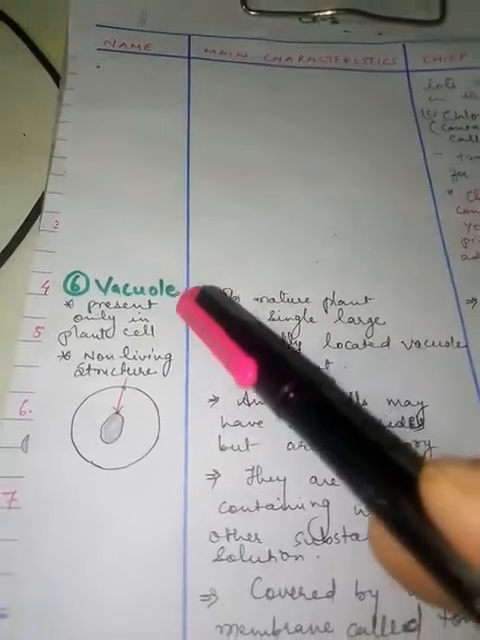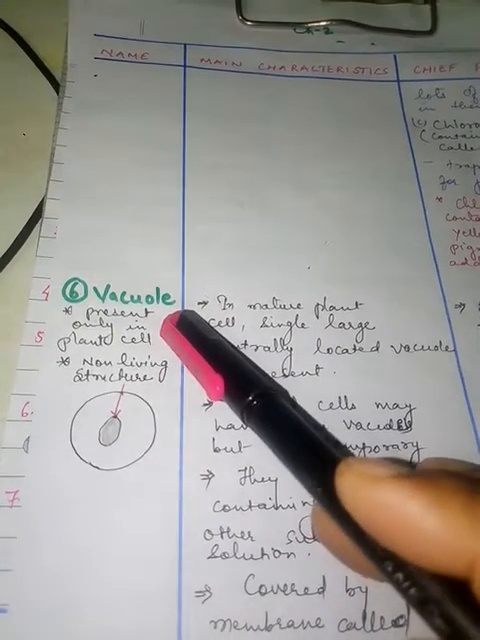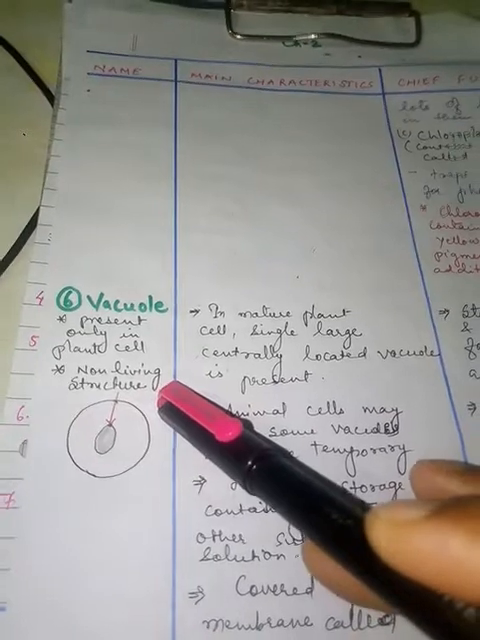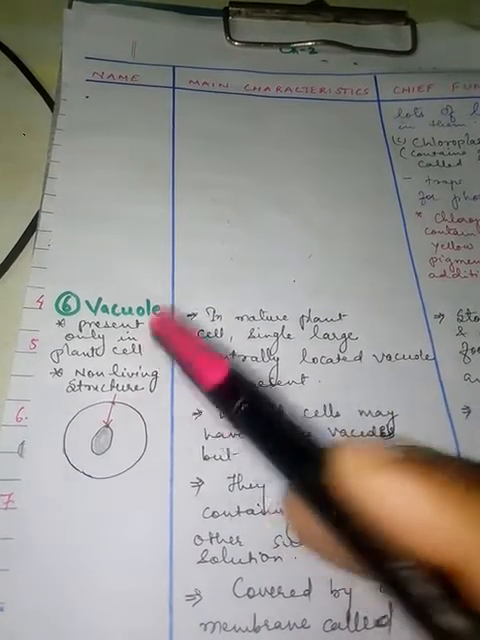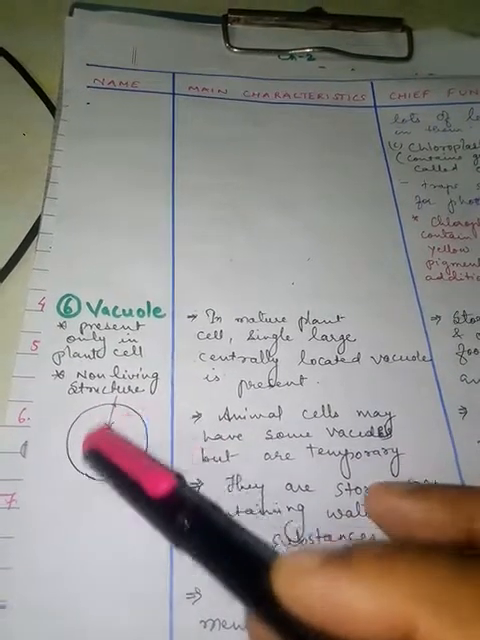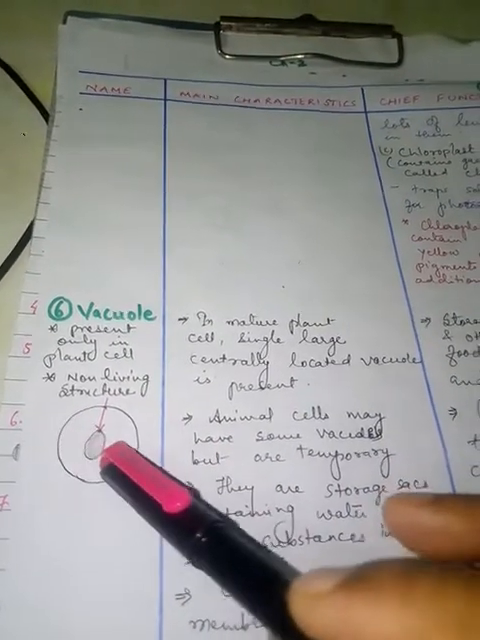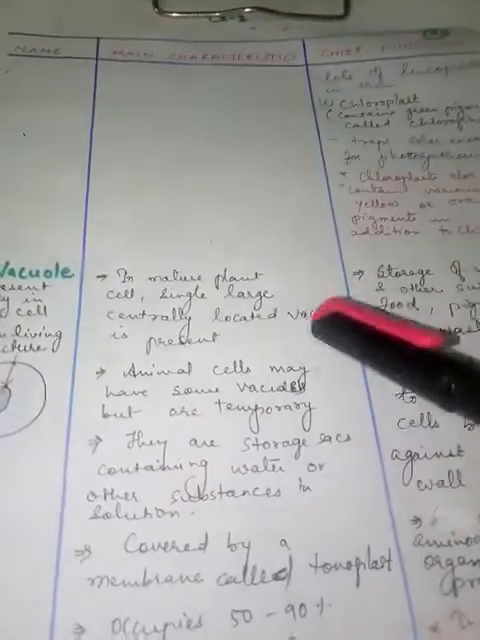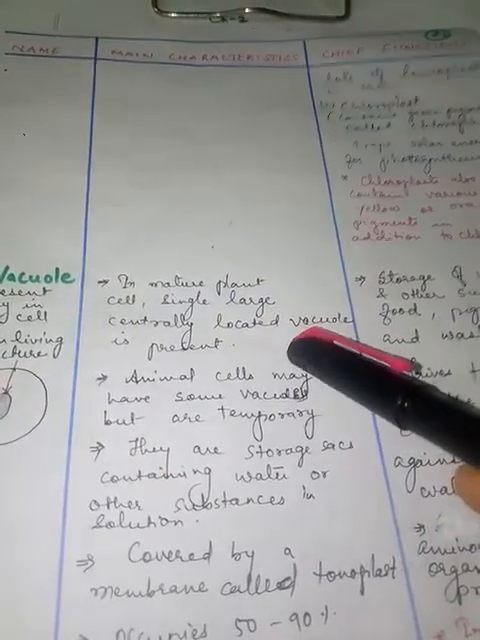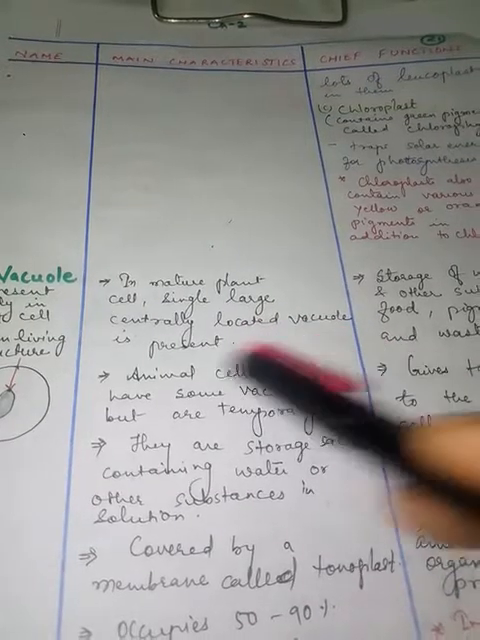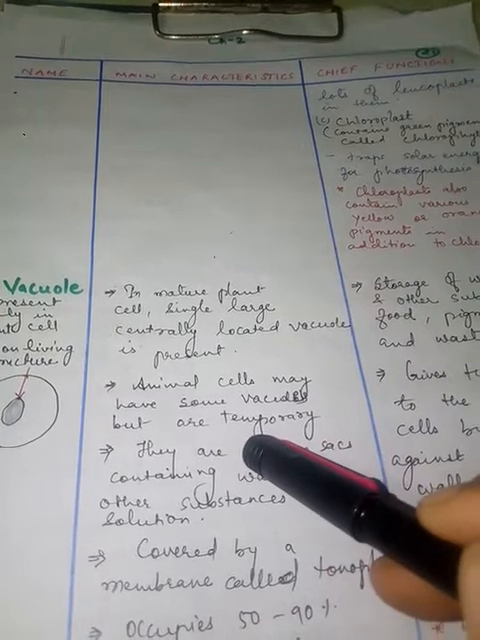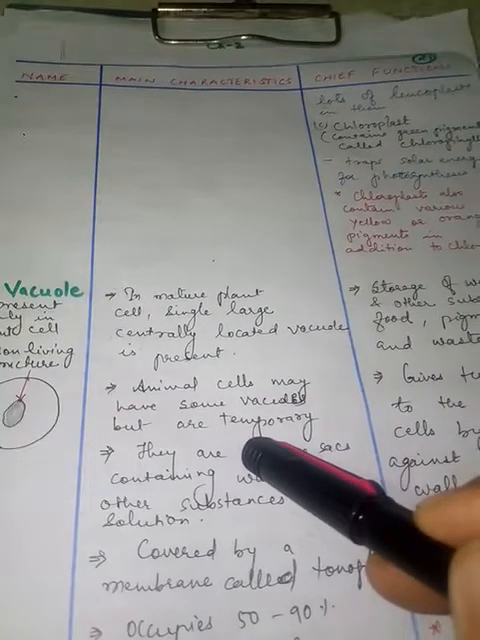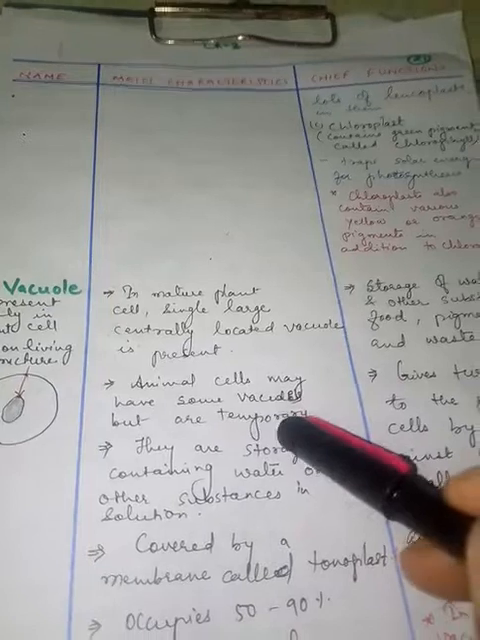Now come to the next organelle, that is vacuole, and vacuole is the non-living structure again present in the plant cell. Okay, and vacuole you can see here again is a sac-like structure, a bag-like structure, and in mature plant cell, a single large centrally located vacuole is present. Animal cells, it may remain present, may not remain present.